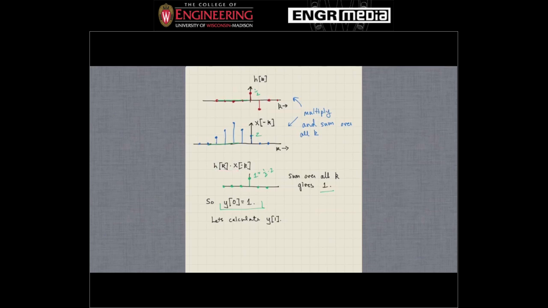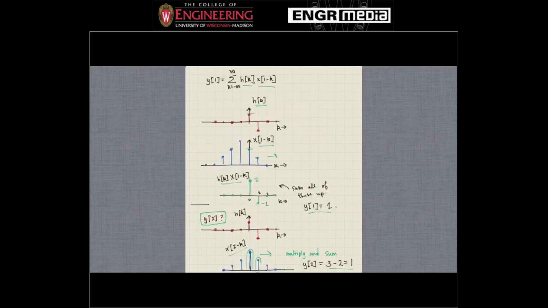All right, let's continue. Let's calculate y of 1. We're going to do the same thing. We're going to go back to that original equation and plug in n equals plus 1, right? And when we do that, we see that we've shifted this bottom signal, this blue input signal, x of n. Not only is it flipped, but now it's shifted one to the right.